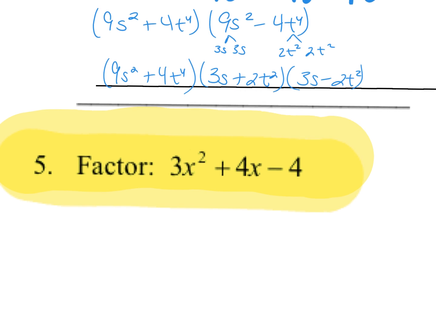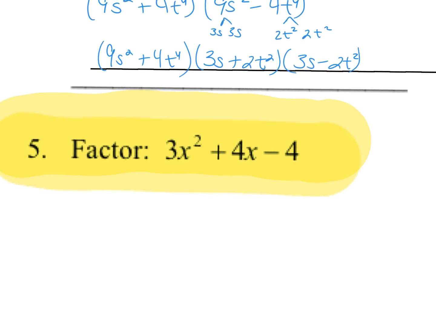Scoot along to number 5. First thing we look for. GCF. Good. Is there a GCF? No. So now we say, okay, how many terms? I don't have 2 terms. I have how many? 3. How do we factor a trinomial? A times what? A times C.